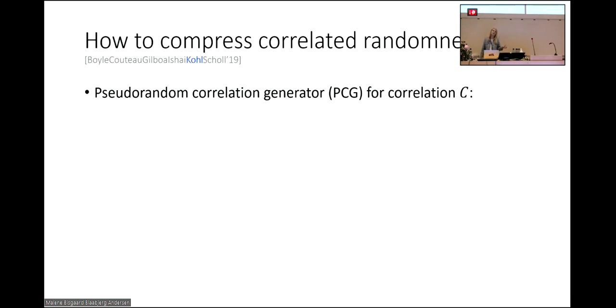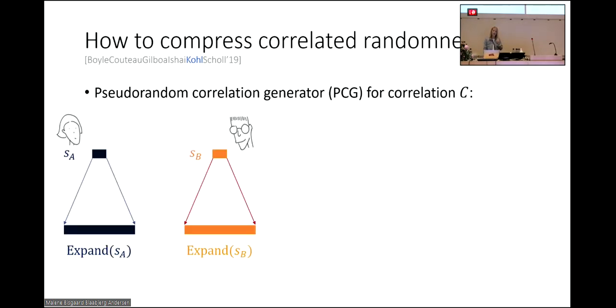And so how to compress correlated randomness, that's where the pseudo-random correlation generator comes into play. For correlation, you always consider it with respect to a fixed correlation. For the talk, you can only think about just this OT correlation. It gives you secure computation. And what it looks like is now we want the same that we have for pseudo-random generators. We want the parties to have short seeds and they can expand them to long strings. So the PCG formally consists of a generation algorithm and an expansion algorithm.